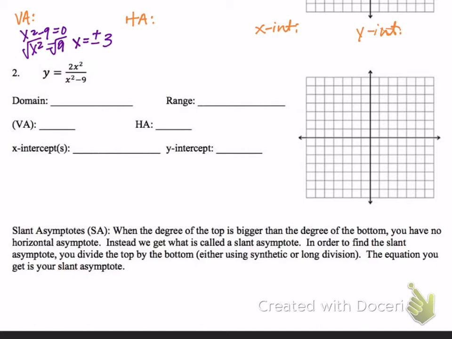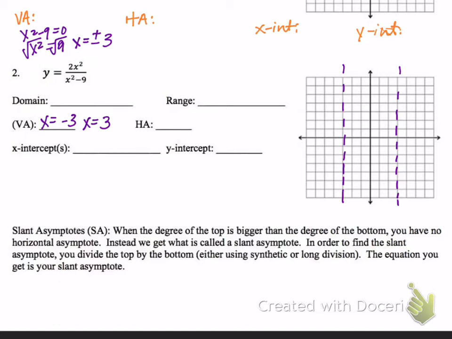So I'm going to have 2 vertical asymptotes. I'm going to have one at negative 3 and one at positive 3. So I'm going to write x equals negative 3 and x equals positive 3. So I'm going to draw my vertical asymptotes. I have 2 of them. Anytime you have an x squared on the bottom, you'll have 2 of them unless they're imaginary.